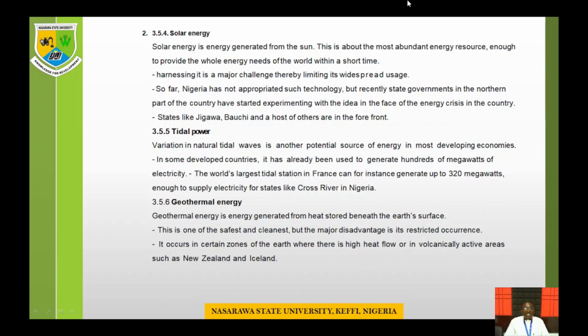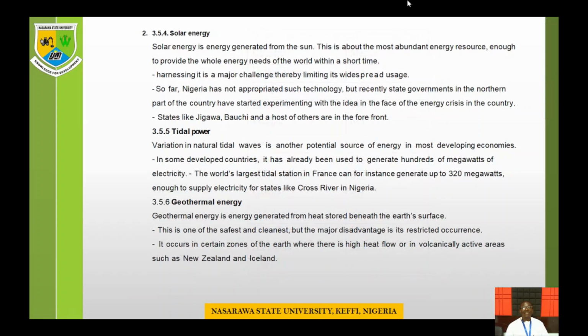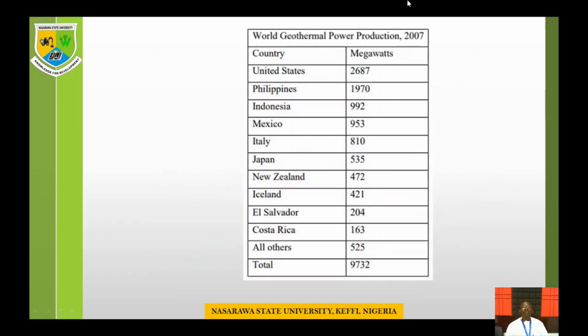It occurs in certain zones of the Earth where there is high heat flow, or in volcanically active areas such as New Zealand and Iceland, largely around the circum-Pacific regions. Now, some statistics of world geothermal production as of 2007. United States has been able to harness 2,687 megawatts.